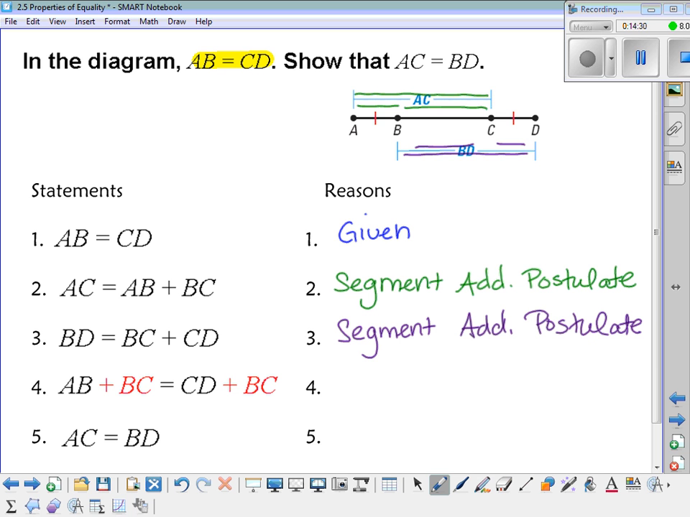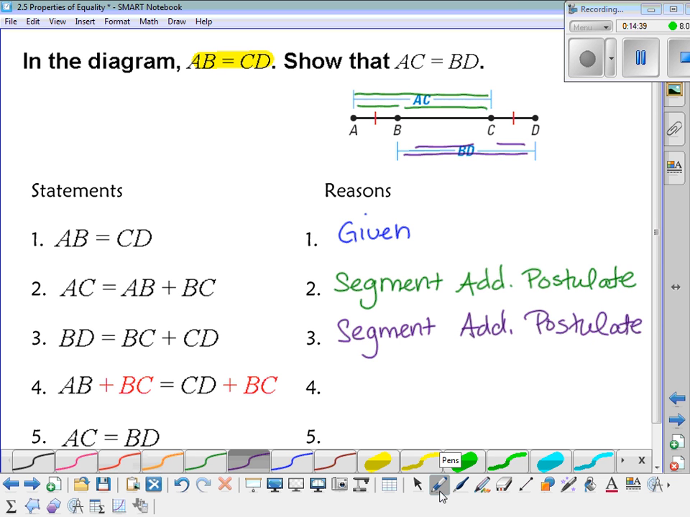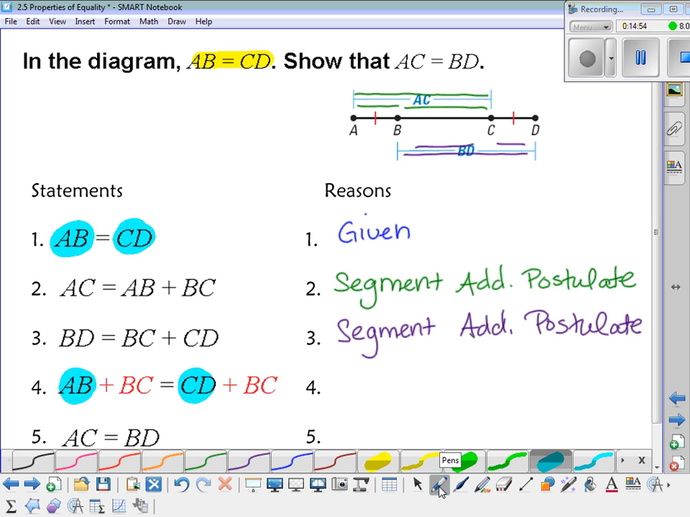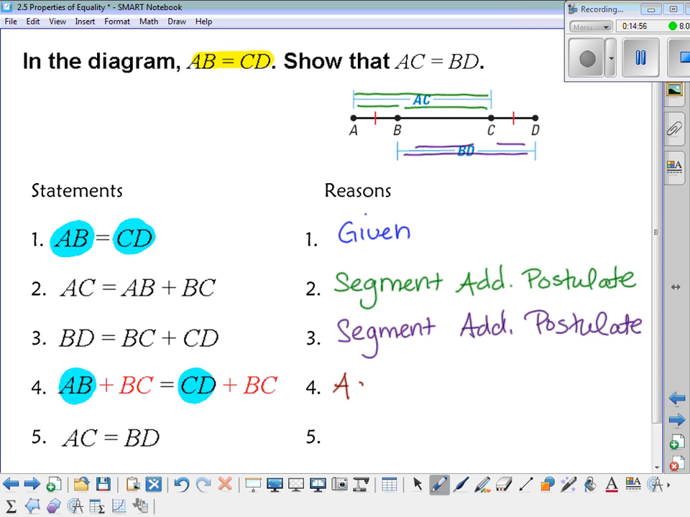All right, now let's take a look at this next step. We have AB plus BC is equal to CD plus BC. So we started in step 1 with AB equal to CD. Well, we still have AB equal to CD on step 4, but what have they done? They've added BC to both sides. And so that is the addition property of equality that lets you add the same thing to both sides and have them still be equal. Addition property of equality.